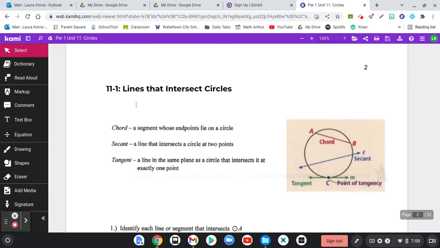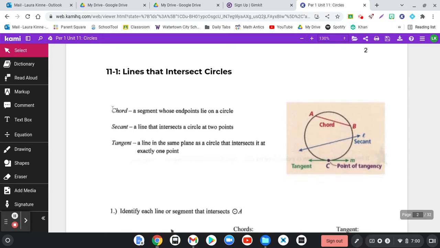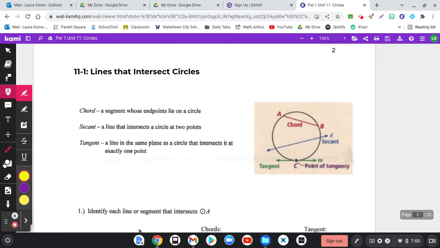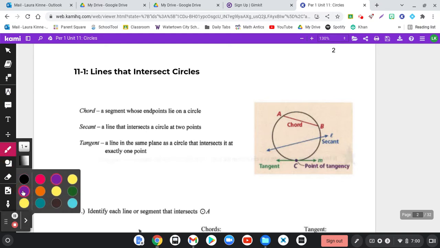So today we're going to talk about 11-1, which is lines that intersect circles. So some terms you're going to see: a chord. A chord is a segment whose endpoints lie on a circle, okay? Doesn't have to go through the center. A secant is a line that intersects your circle in two places. So a secant intersects a circle in two places. And a tangent is a line that intersects it at one point, okay?